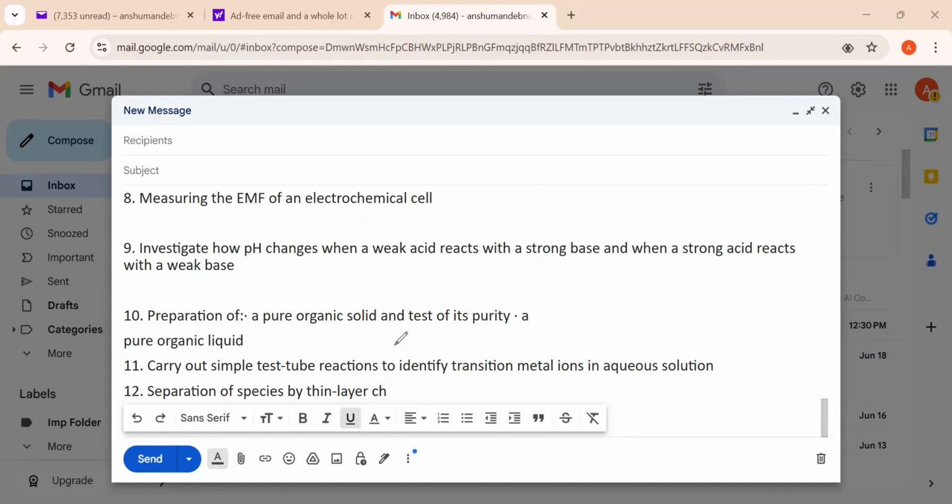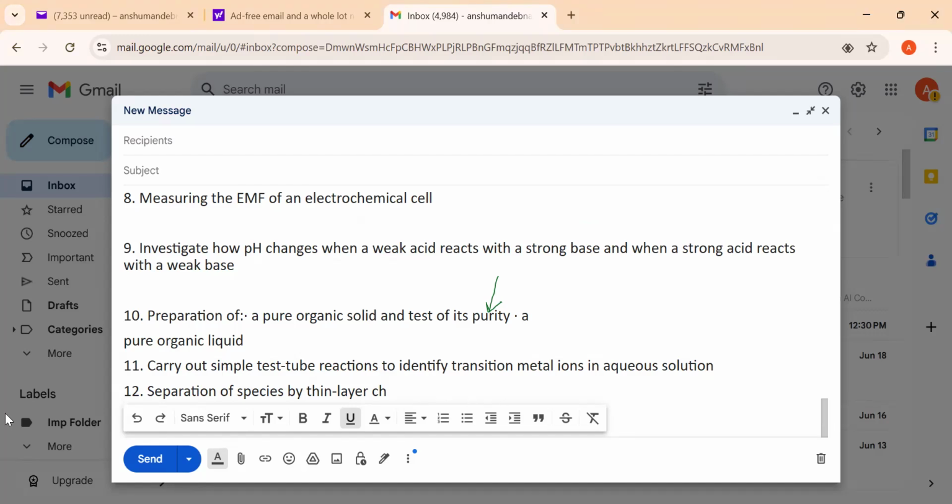A preparation of a pure organic solid and test its purity, right? We can test the purity by the Thiele tube, right? By the heating apparatus we're having. We can also go for the extraction of the crystals by recrystallization, or by the low pressure filtration, right? Those bits you can go over.